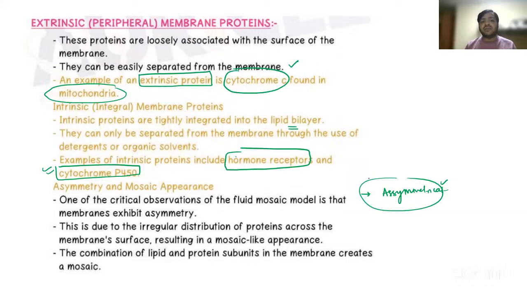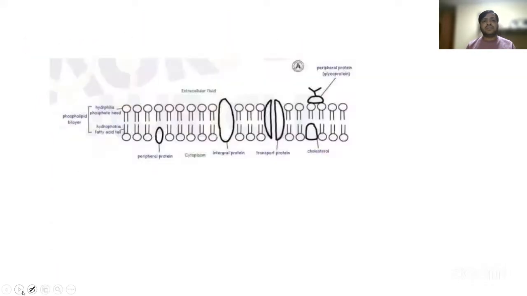So it gives a mosaic-like appearance. That's why it is called the fluid mosaic model. Mosaic means the proteins, and fluid basically means the lipid part. You have to remember this, guys. Now you can see the peripheral protein, the integral protein over here, and the transport protein.